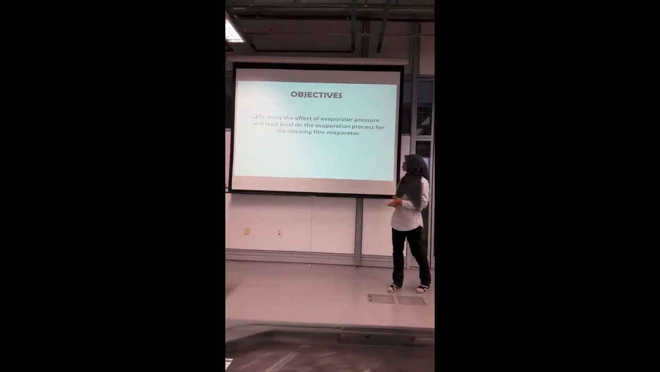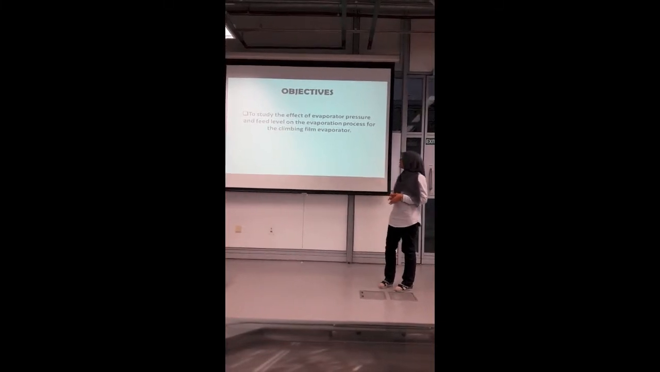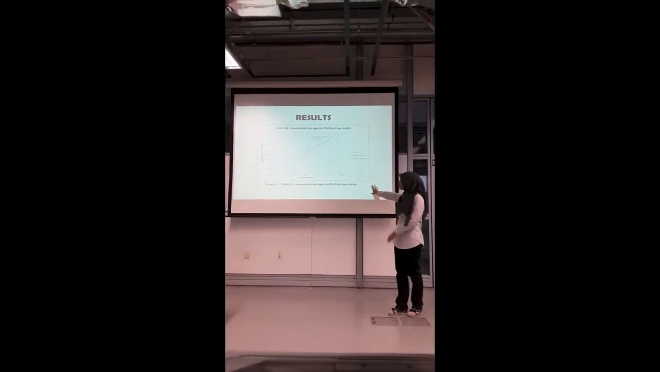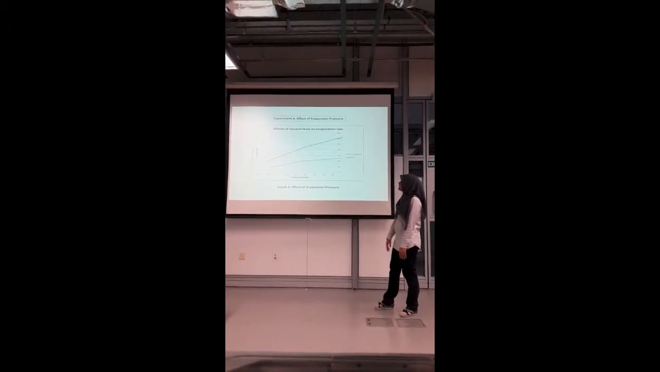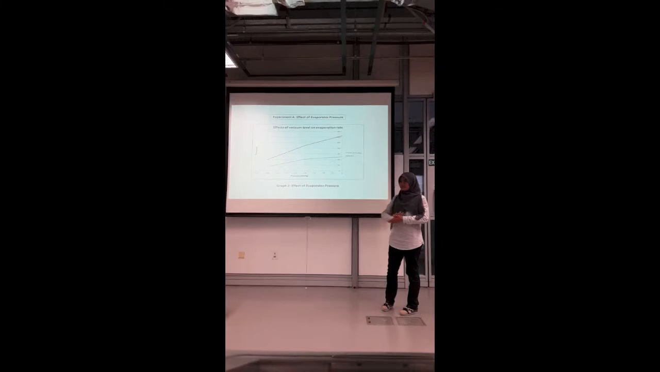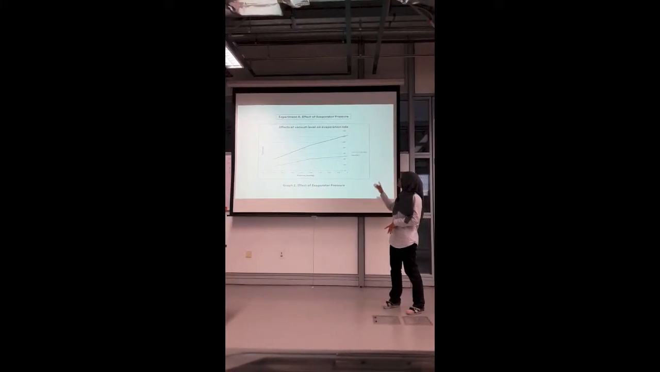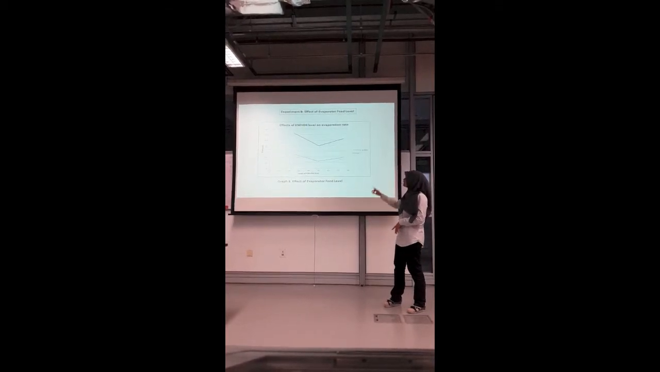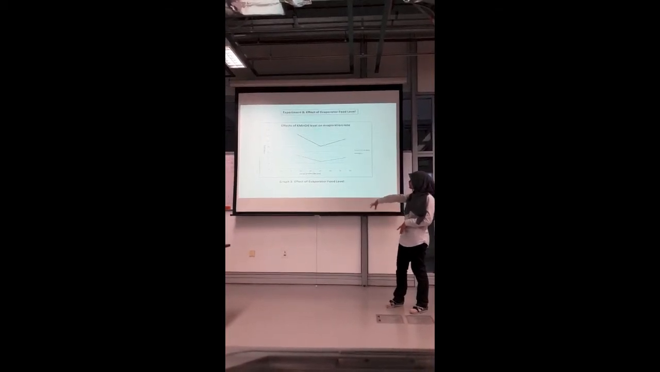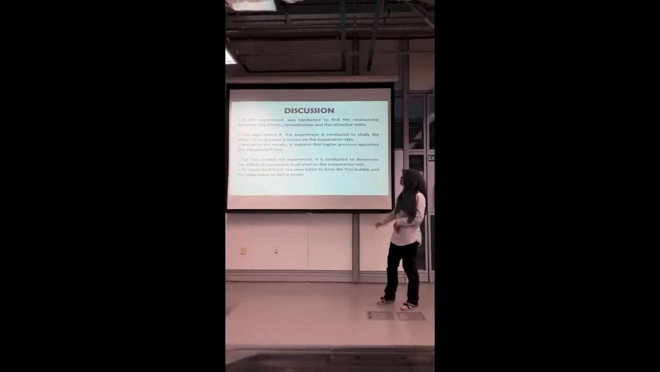The objective for this experiment is to study the effect of evaporator pressure, KMnO4 pressure against refractive index. And for this experiment, there are three sub-experiments. The first one is effect of evaporator pressure. Next, effect of evaporator feed level. And the third one is effect of evaporation time.